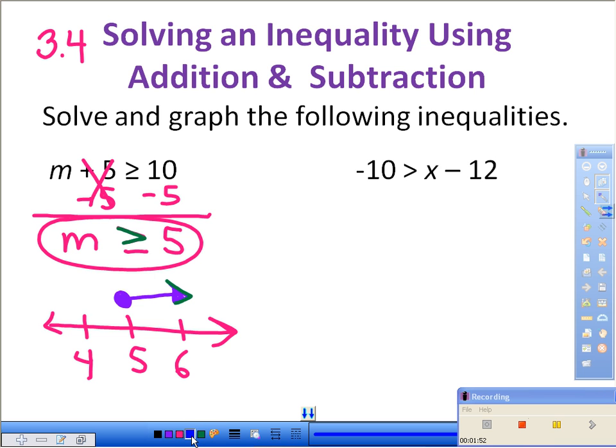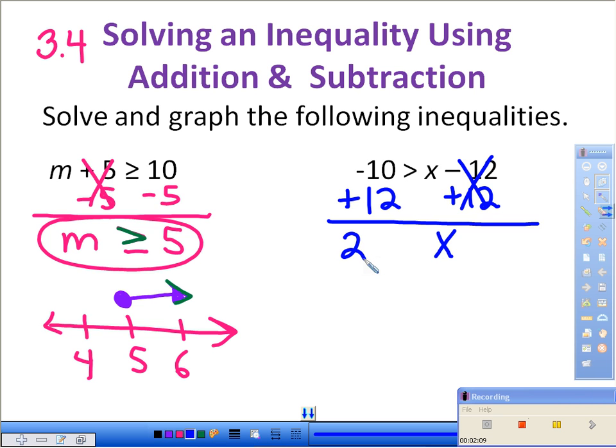If we look at this example on the right side, our goal is to get x all by itself, so we have to get rid of minus 12. We do that by adding 12 to each side. So these 12's cancel out, and we're left with an x over here and a positive 2 on the left side. Now we bring down our greater than symbol.